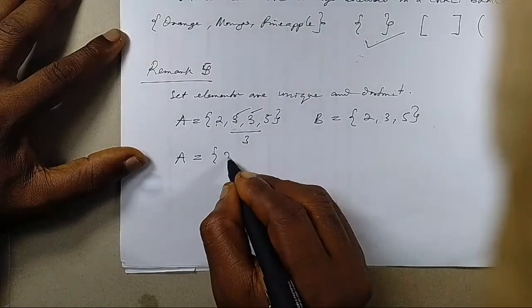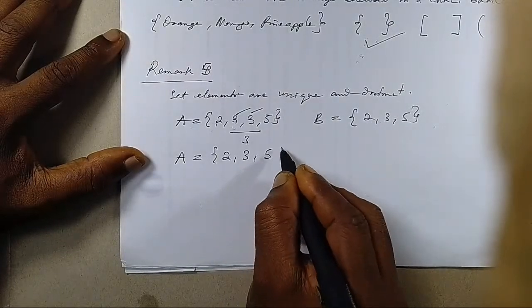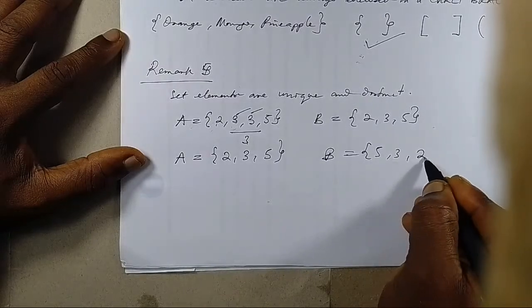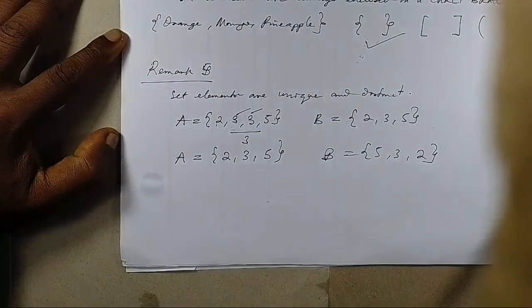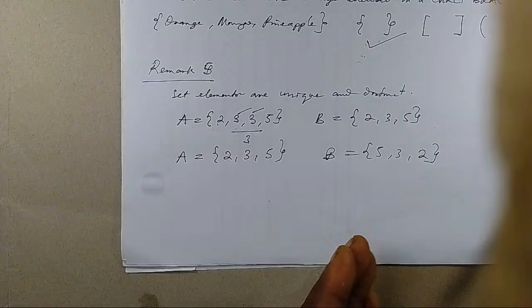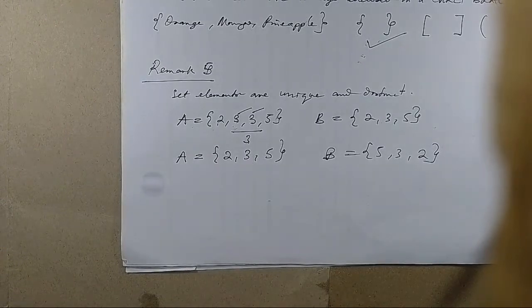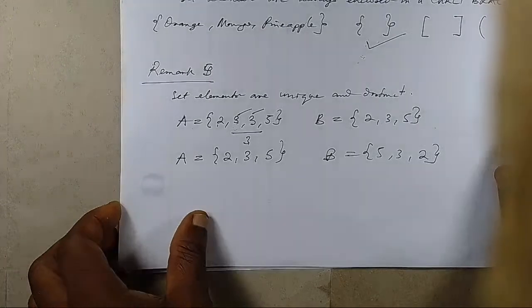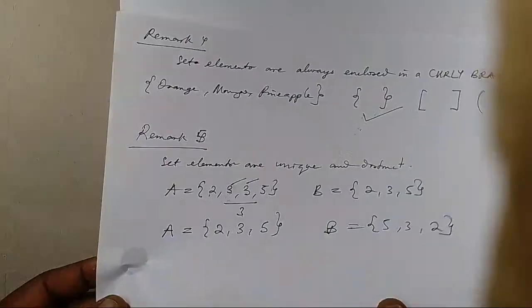So if I have a set 2, 3, 5 as A, and I have the set B, 5, 3, 2, both of them are the same set. So order does not matter. Even if you put the first element followed by the second and put the third as 5, it is still the same thing as 5, 3, 2. So order does not matter. Repetition does not matter in a set. Thank you very much. So those are 5 remarks we have taken.